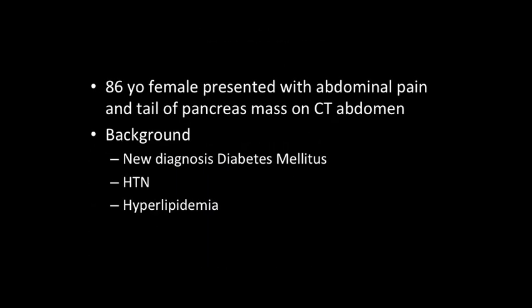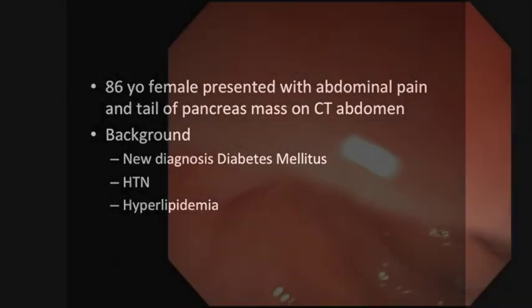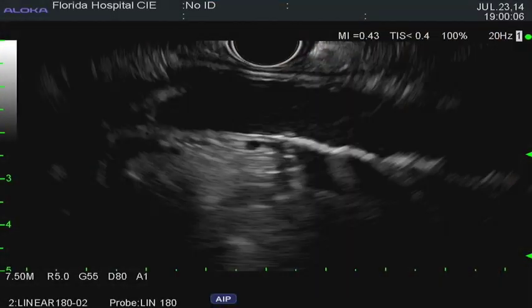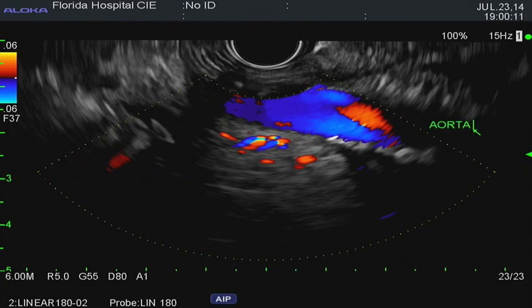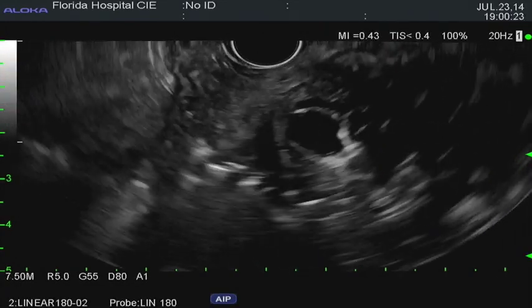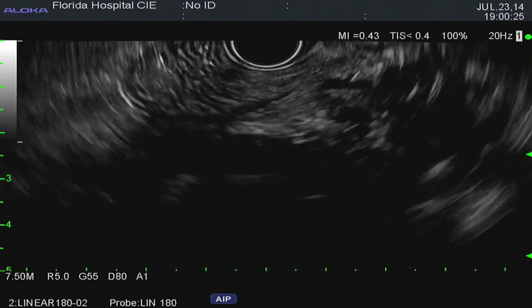An 86-year-old female presented with abdominal pain and a tail of pancreas mass on CT abdomen. She was a newly diagnosed diabetic and had well-controlled hypertension and hyperlipidemia. On imaging from the second part of the duodenum with a linear echoendoscope, the aorta was at first identified and the uncinate process appeared on gradual withdrawal of the scope.